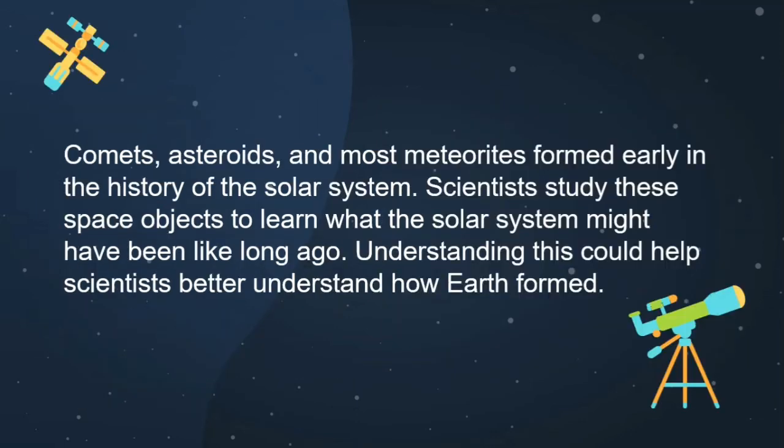Comets, asteroids, and most meteoroids formed early in the history of the solar system. Scientists study these space objects to learn what the solar system might have been like long ago. Understanding this could help scientists better understand how Earth formed.